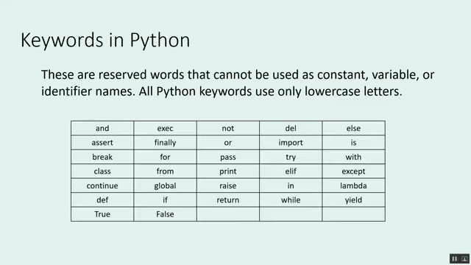Here are the keywords in Python. When we say keywords, these are the reserved words that cannot be used as constant, variable, or identifier names, and all Python keywords use only lowercase letters. Actually, I have included True and False here since you cannot use these as names of variables. Though they're not keywords, it's a good thing that in your earlier coding practice you already know this, so we don't face any problems in the future.